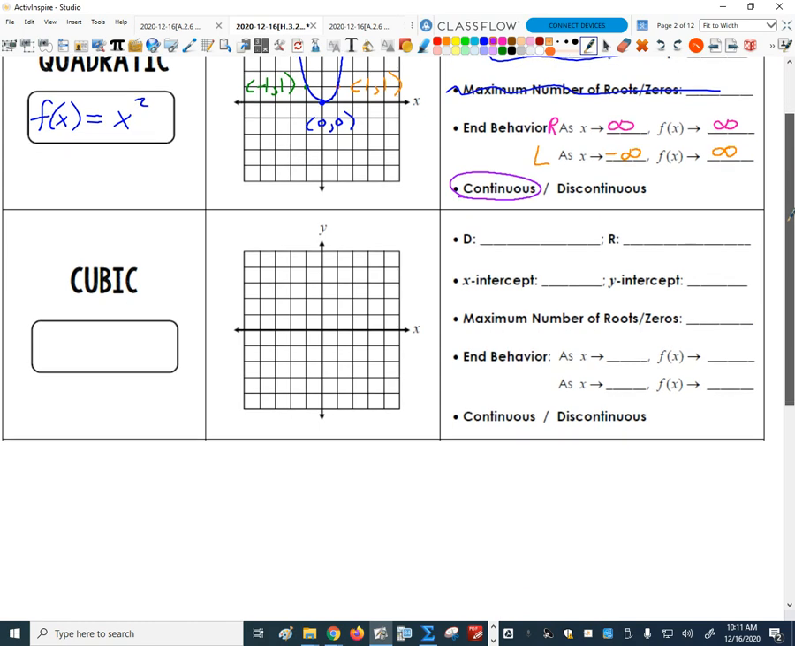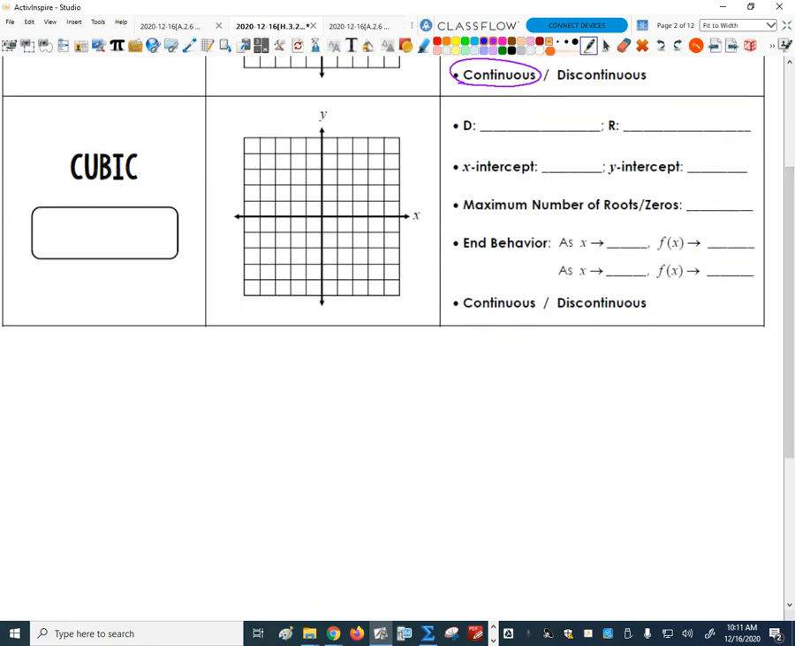Okay. So now we move down to a cubic function. The most basic cubic function is f of x equals x cubed. That's got key points at the origin, at the point 1, 1, and at the point negative 1, negative 1. And the graph looks like this.